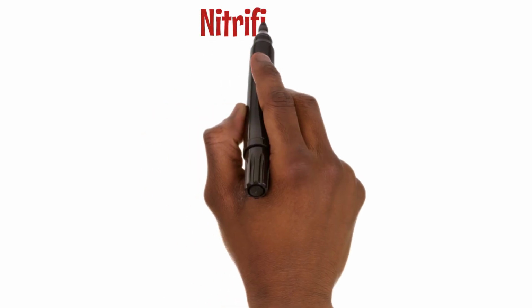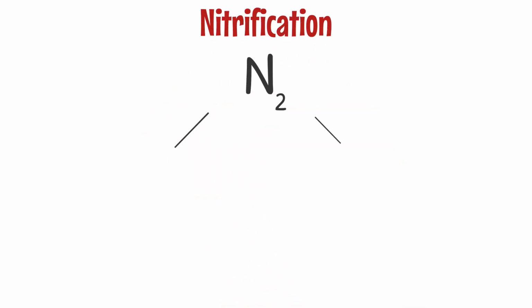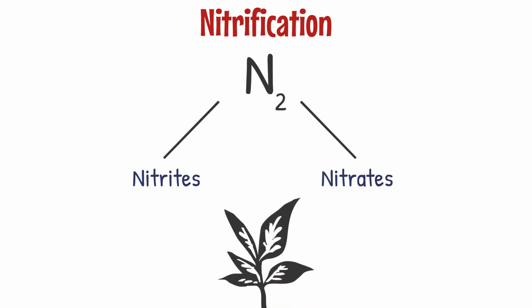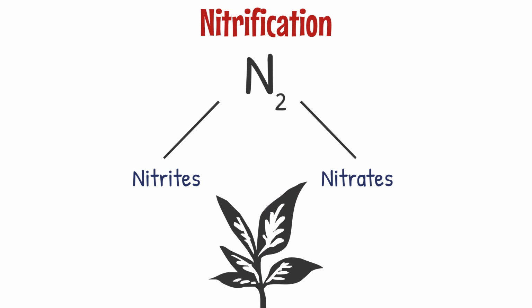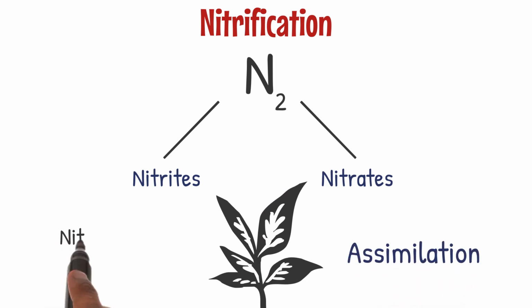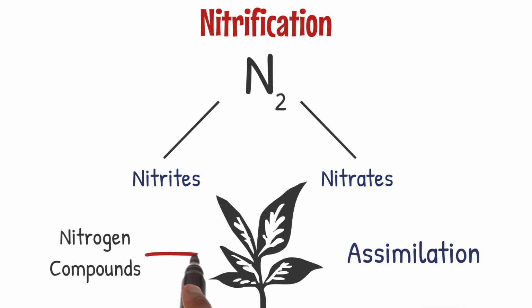Once nitrogen is converted, it undergoes nitrification, where it transforms into nitrites and nitrates, which plants can take up and use for growth. This process is followed by assimilation, as plants absorb nitrogen compounds and incorporate them into their tissues.